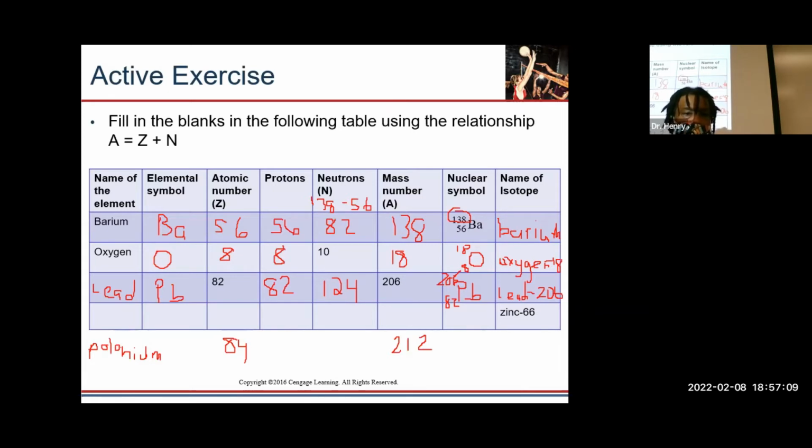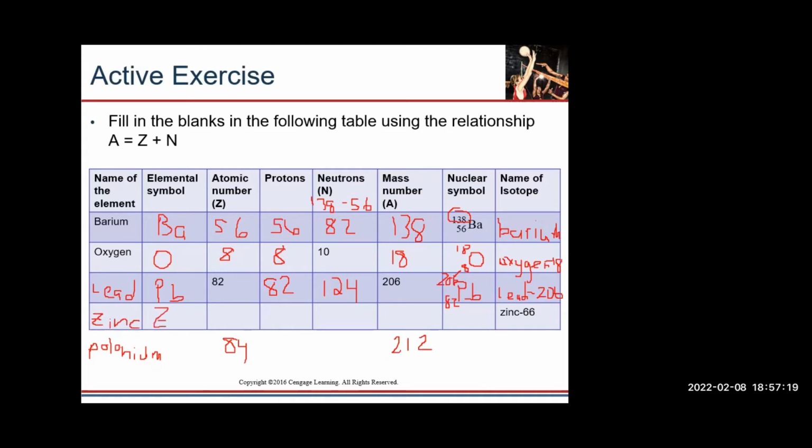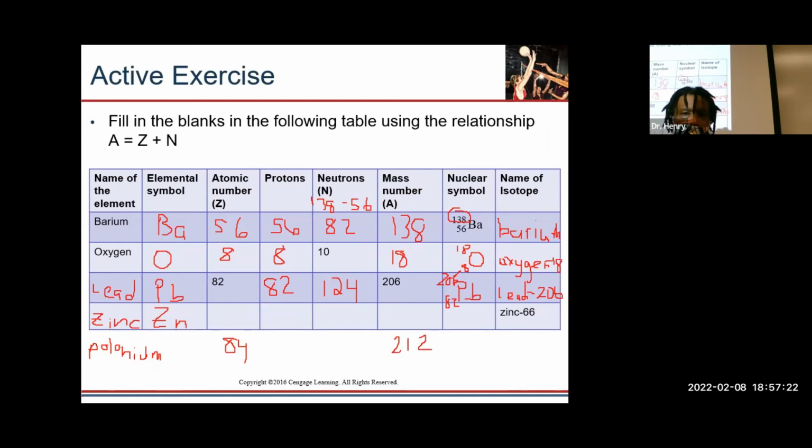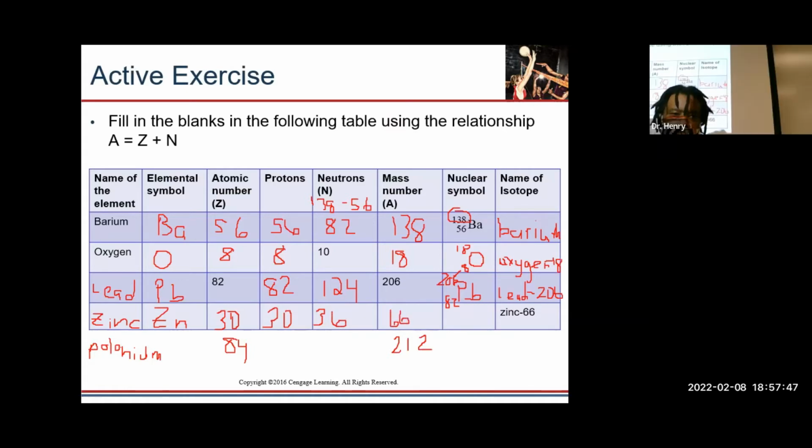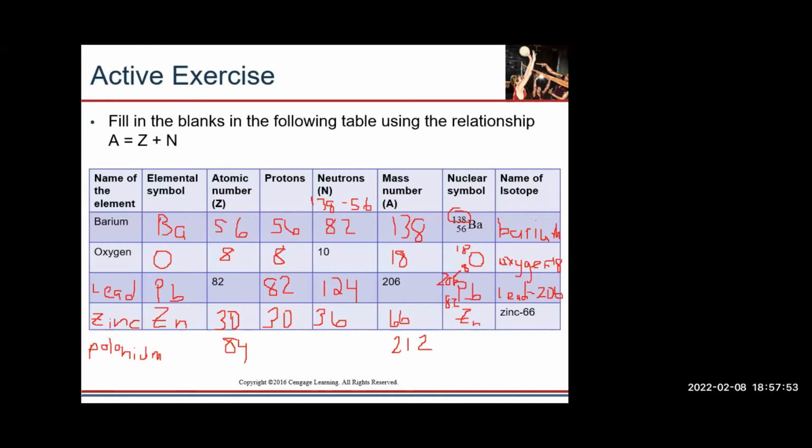The element, zinc. Symbol, ZN. Atomic number, 30. Number of protons, 30. Number of neutrons, 36. Mass number, 66. Nuclear symbol, 66 over 30, ZN.